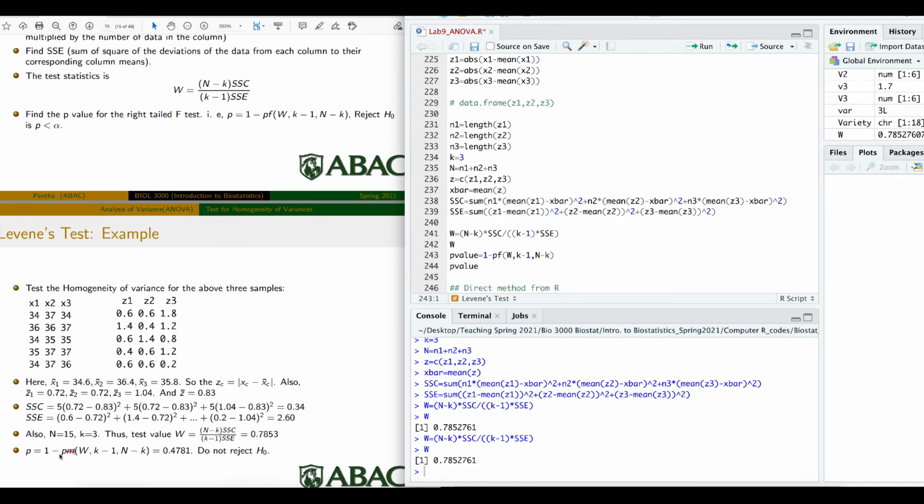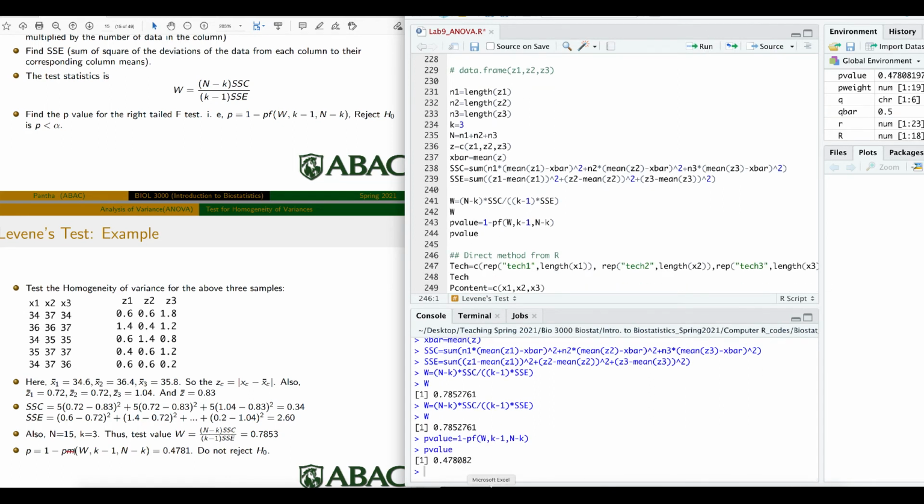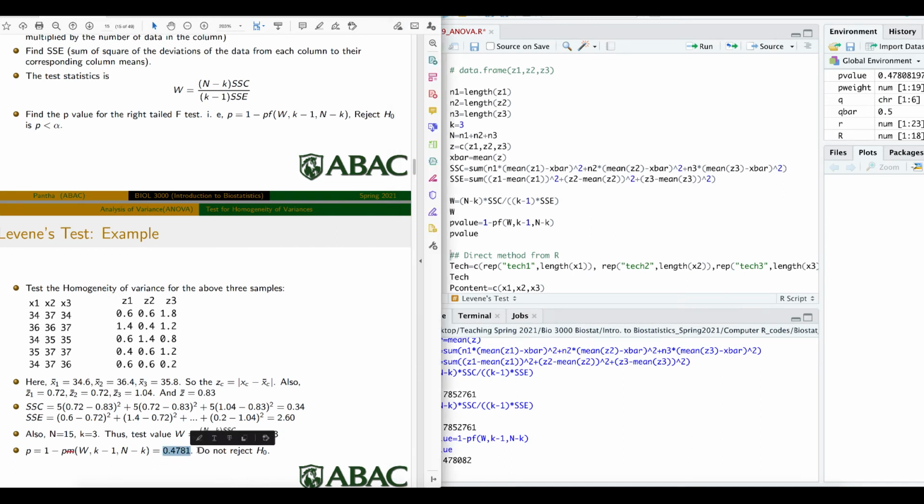Now for the p value, you do 1 minus pf and then w, k minus 1, n minus k. If you do that, you get the p value is 0.4781. So we found the p-value which is greater than alpha, so we do not reject the null hypothesis, meaning that from either method, the population variances of those samples are equal because we are not rejecting the null hypothesis.